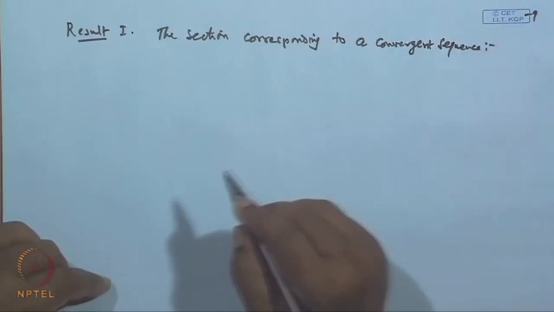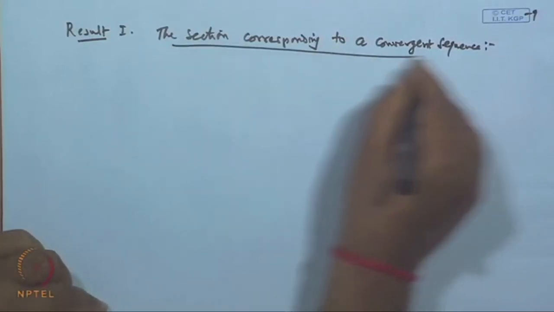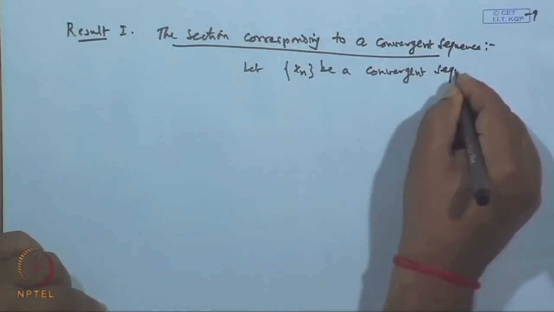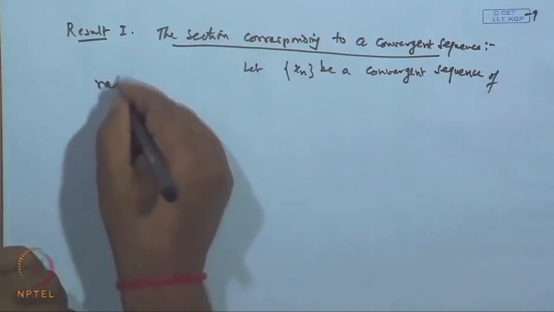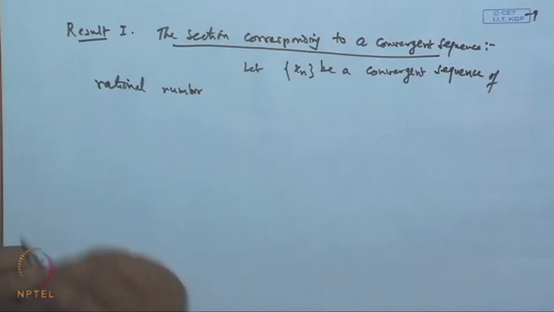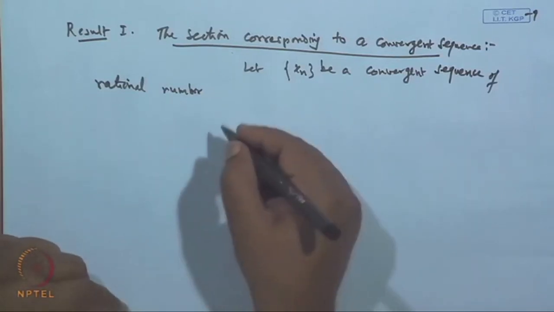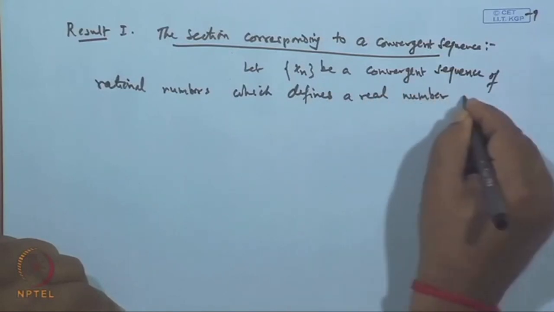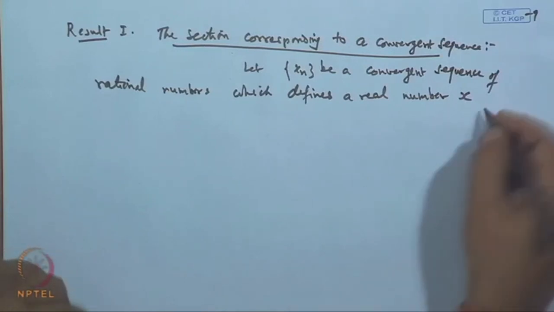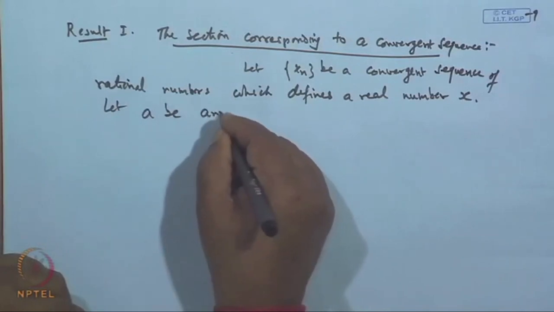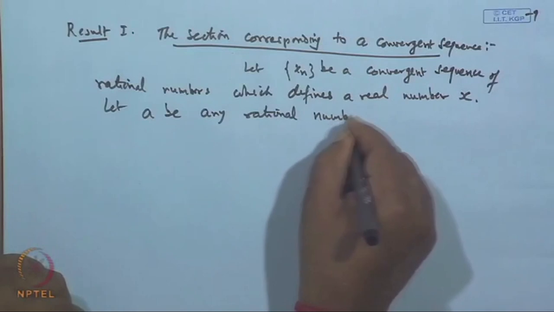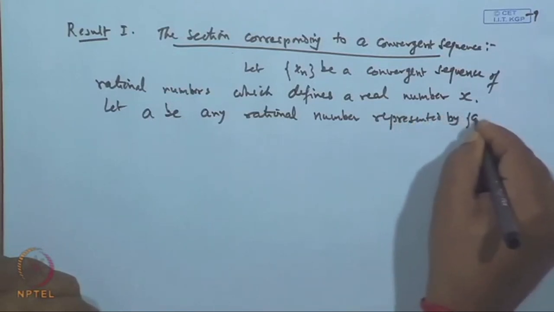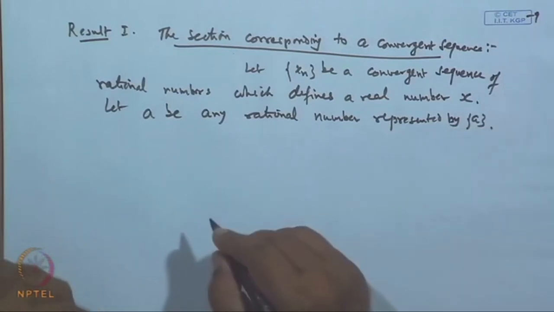Let us see. Let x_n be a convergent sequence of rational numbers which defines the real number x, and let a be any rational number, represented by a sequence where all the terms are the same a, and consider x minus a.